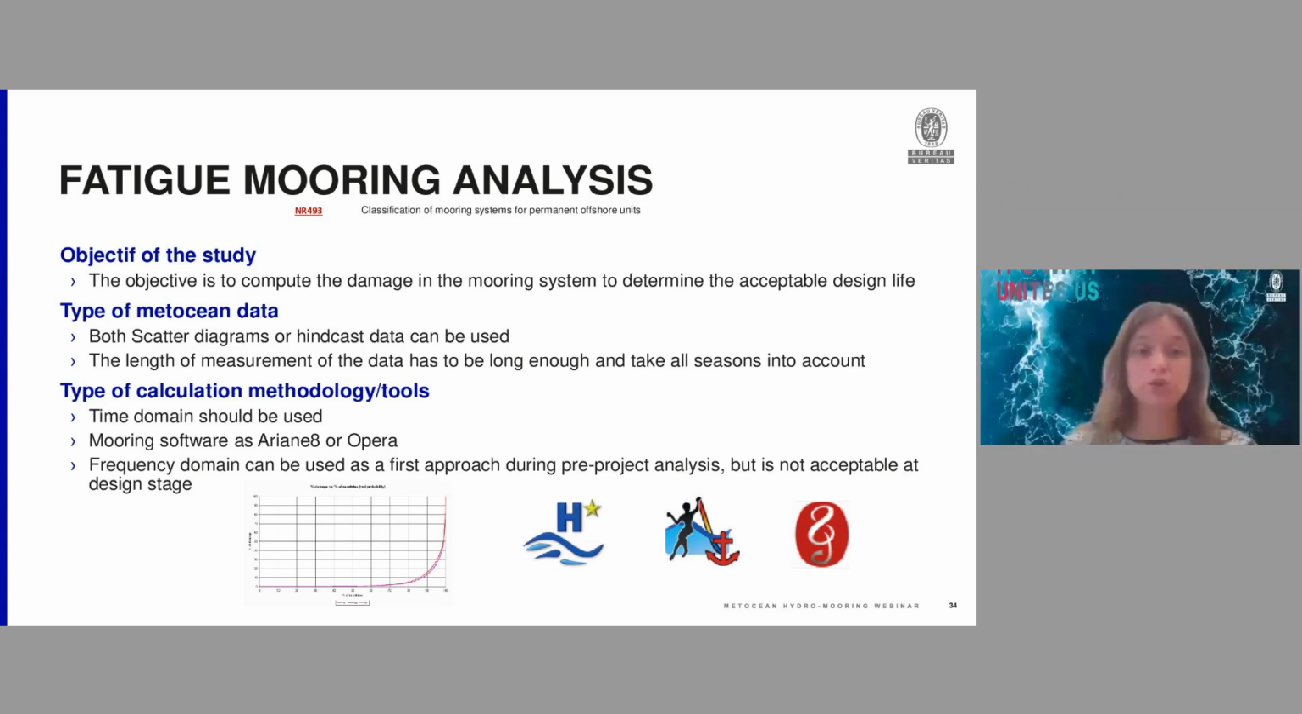The best method is to use time domain calculation. And same as earlier for the extreme, the software to be used will depend on the complexity of the system. Some frequency domain methodology can sometimes be used. For us in Bureau Veritas, we consider this as really a first approach during a pre-project analysis because we find it to be less accurate than time domain. So it can be used in pre-project, but this will not be acceptable at the design stage, the final design stage of the unit.